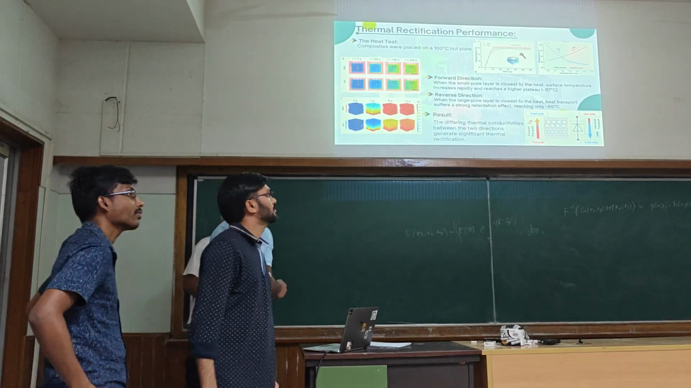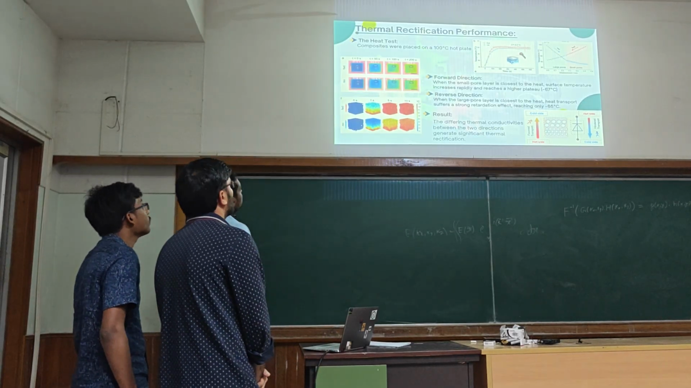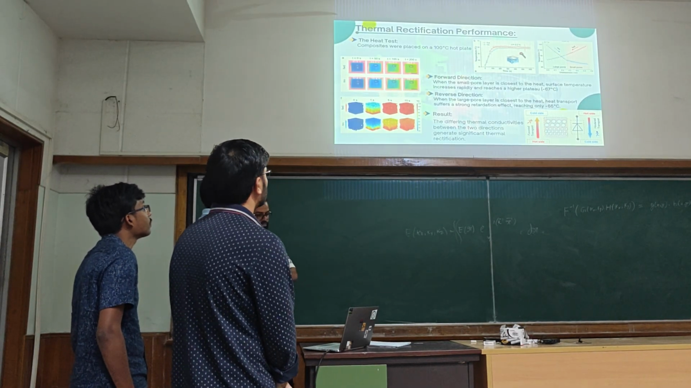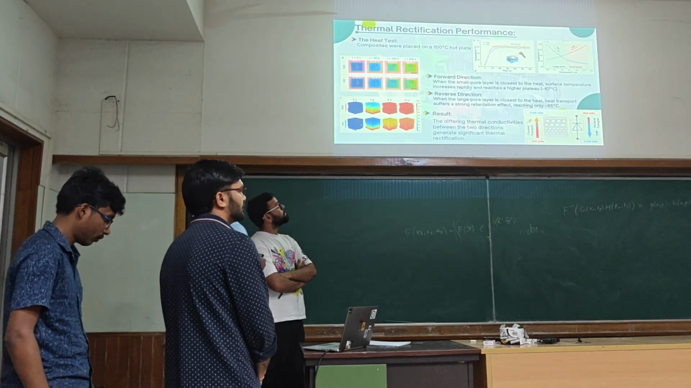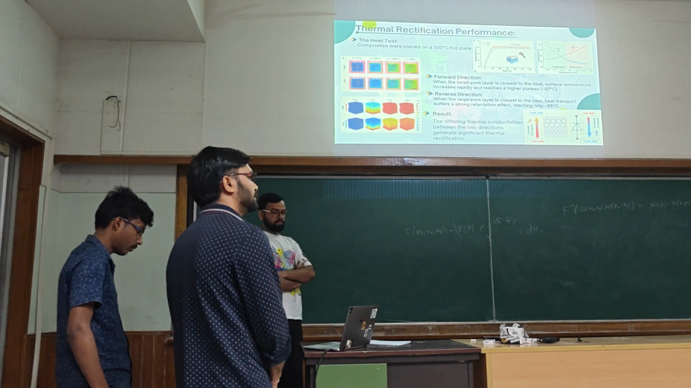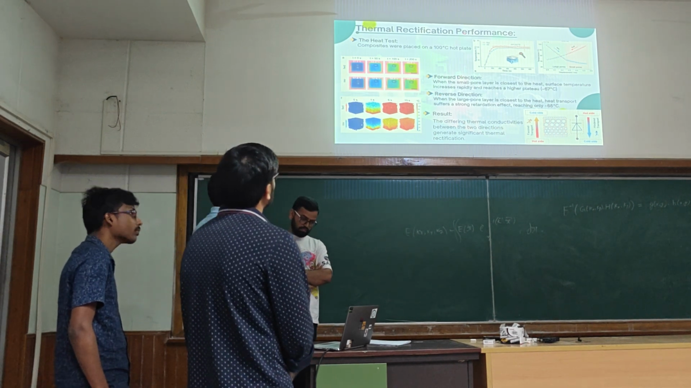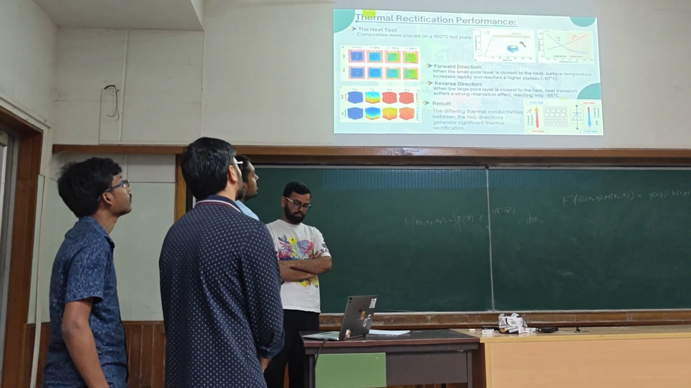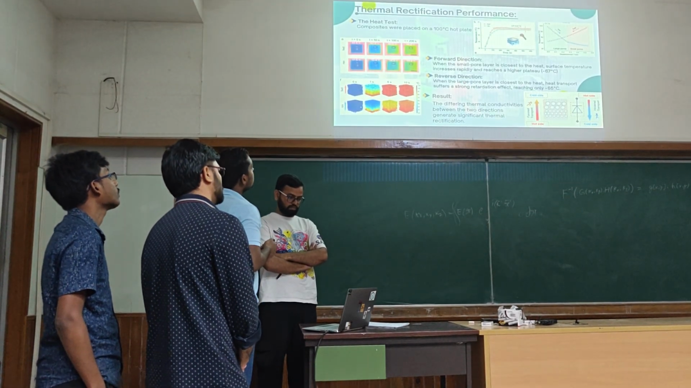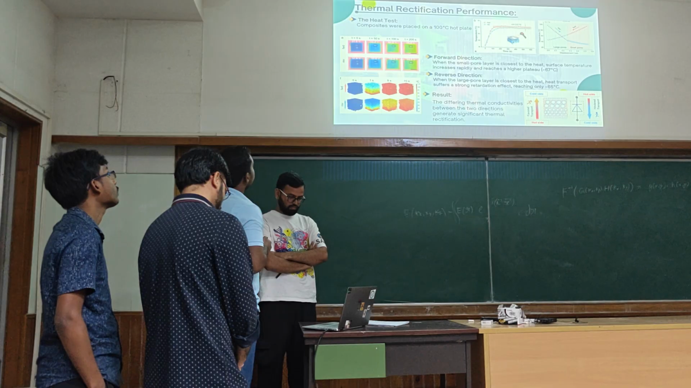So now moving on to the experimental and simulation part. Basically, there is a hot plate at 100 degrees Celsius, and we have two different cases. The first one is the forward direction case, in which the smaller pores are in contact with the hot plate, and the second one is the reverse direction, in which the larger pores are in contact with the hot plate.